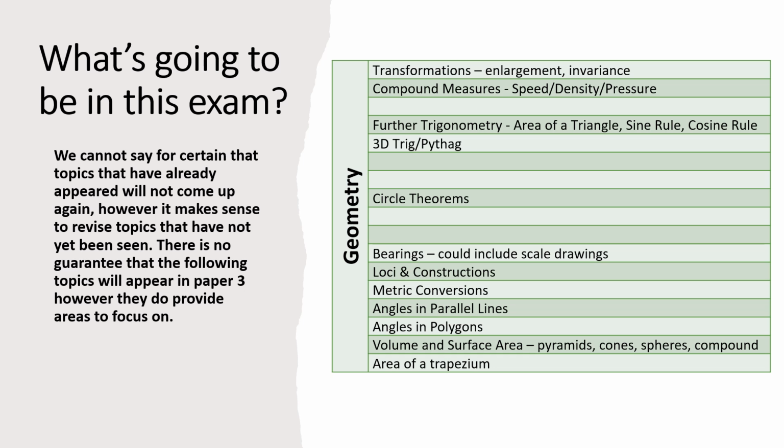There is always that possibility of loci and constructions, some more angles work. There was a question that involved trapezium, and you did use a little bit of angles and parallel lines, but you were also forming and solving an equation. So you could have some more angles in parallel lines or in polygons. And volume and surface area. You had surface area of cylinder involved in that similarity question, but you haven't had to really calculate any surface areas or any tricky volumes at all.